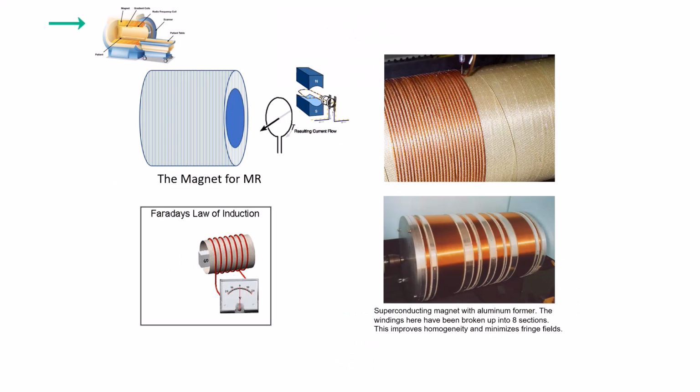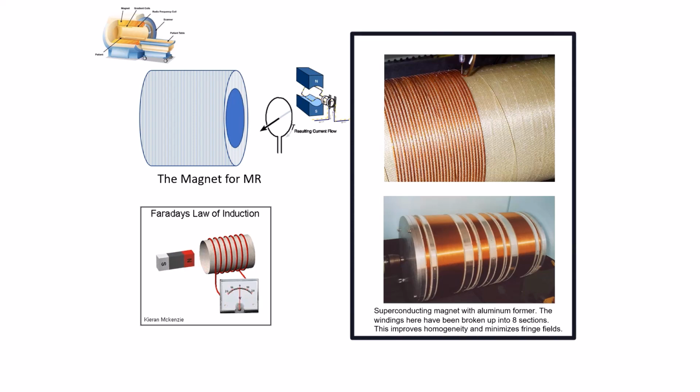Here we have a cutaway view of the superconductive magnet, below which we have a representation of Faraday's law of induction. This is a demonstration of how a coil of wire having a magnet passing through it can cause electrical current to flow.